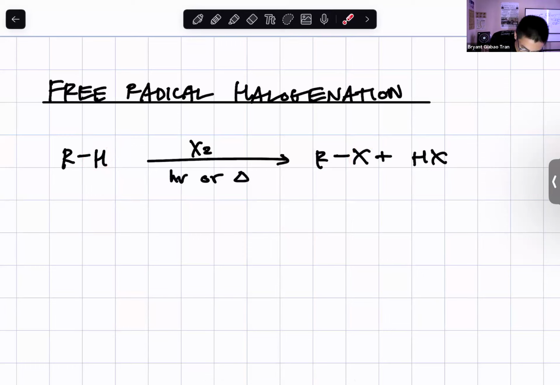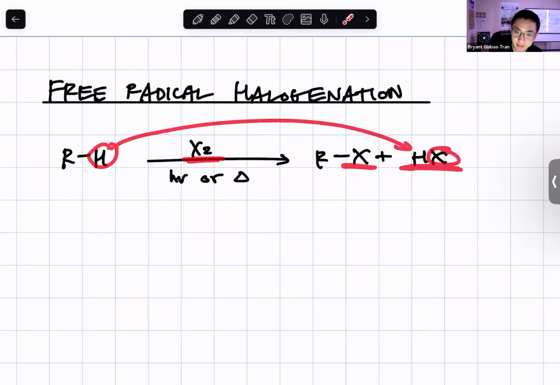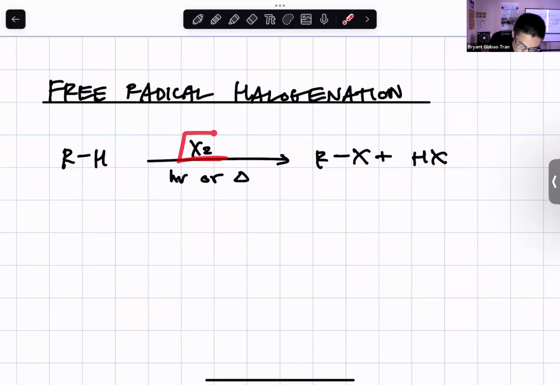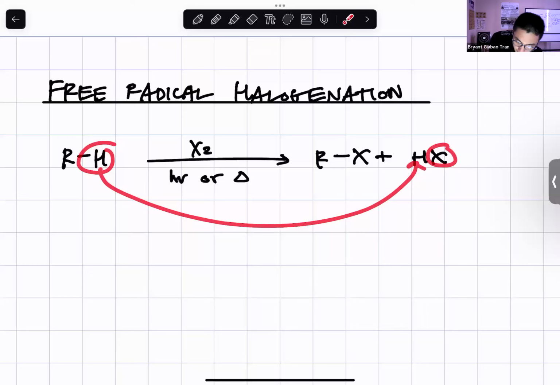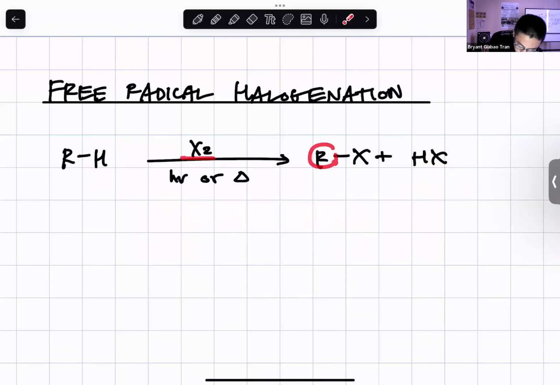Like we're substituting this hydrogen with this X, which comes from X2. This hydrogen here is going to bond with the other X to make HX, right? Because we have two X in the reagent, X2, and one each in the product. This hydrogen makes a bond with one of the X's. The other X makes a bond with the R right here. It takes the hydrogen's place like that.